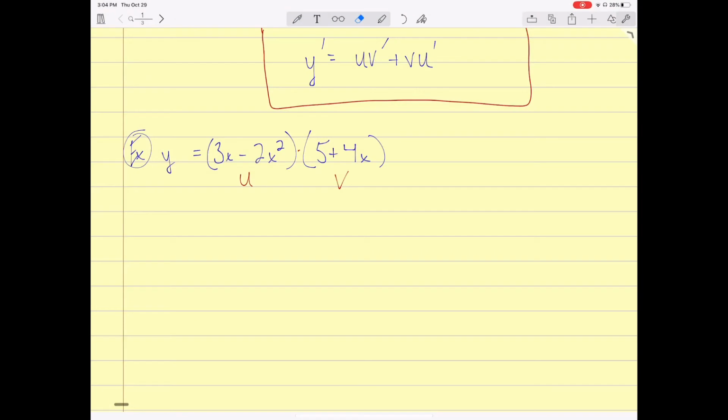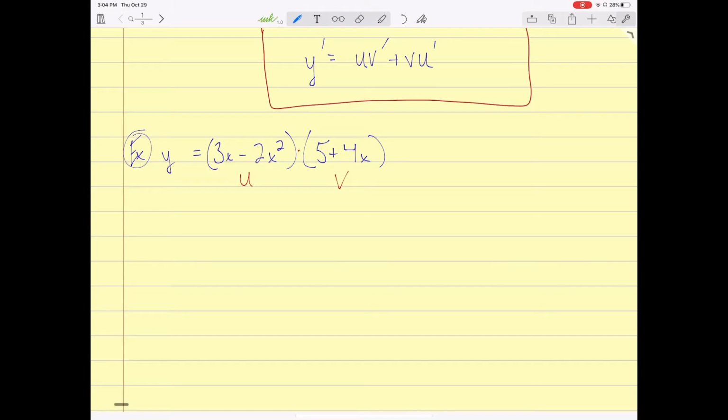Our first example is here. I've already designated the u and the v terms. We have a product here, and if you don't remember second grade, a product is just when two things are multiplied together. That little red dot is our multiplication symbol in that case. I'm just going to apply the product rule to this.